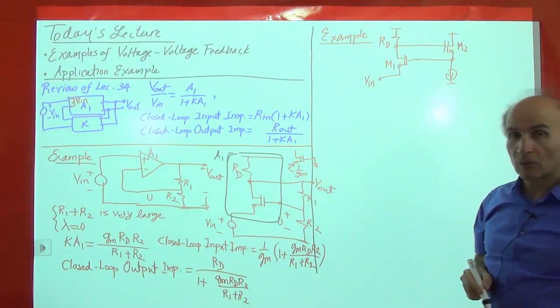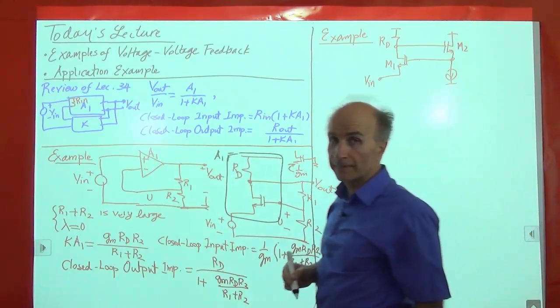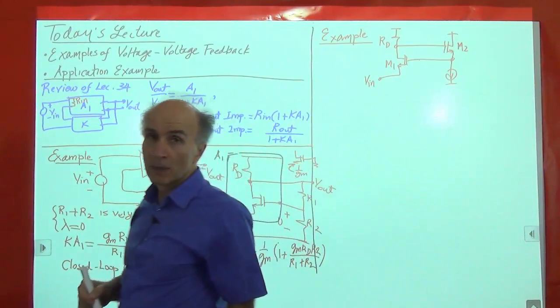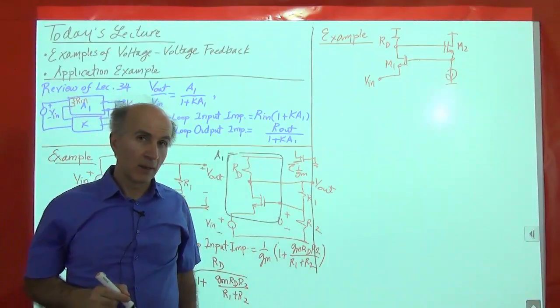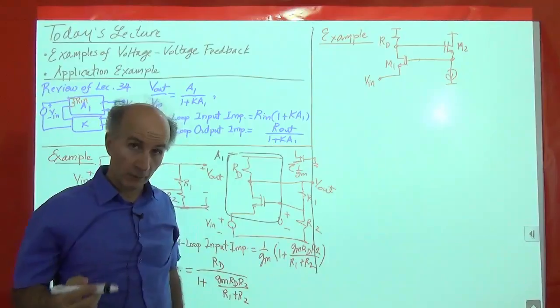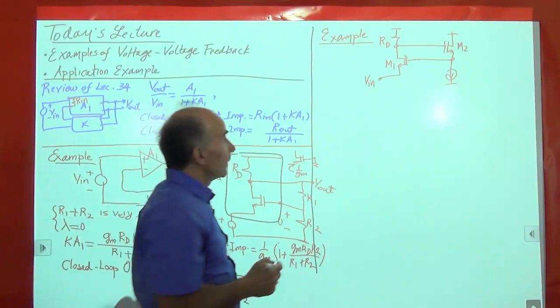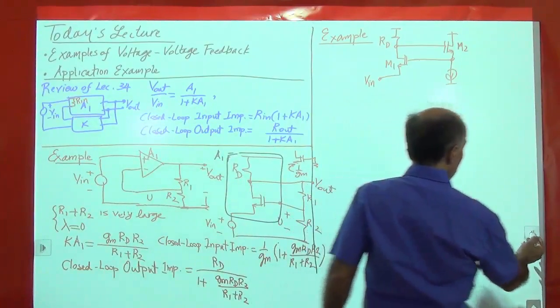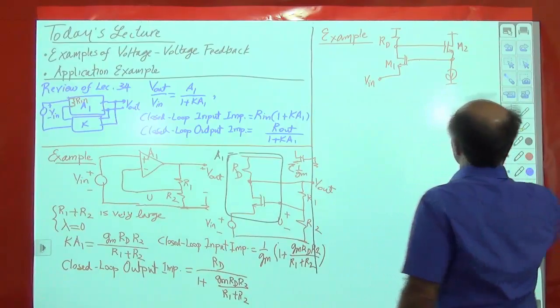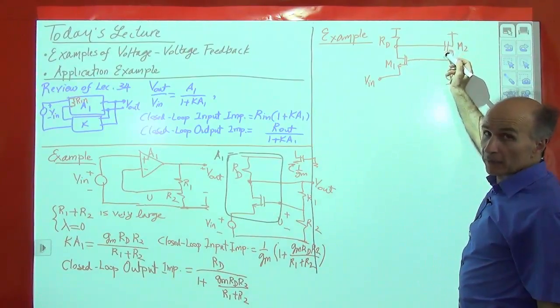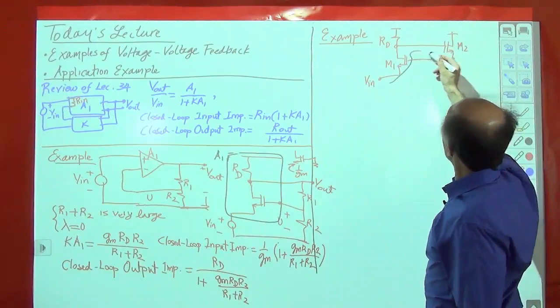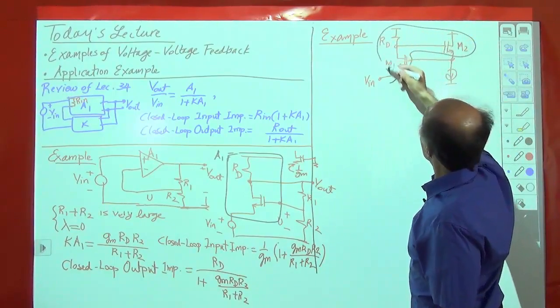Okay, so let's take a moment to understand what's happened here. First of all, where is A1? The main amplifier, the feedforward amplifier. Well, A1 starts from the common gate stage, but also now it includes a source follower, and that's fine, right? So A1 is really this whole thing.